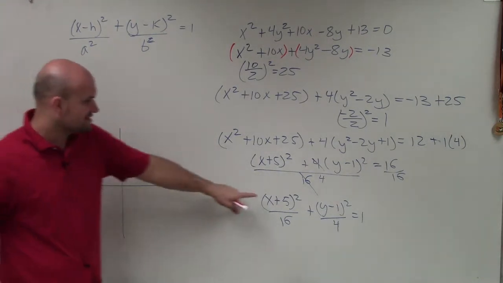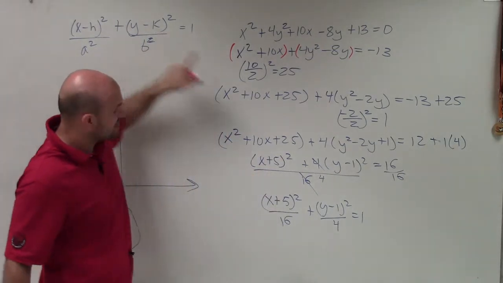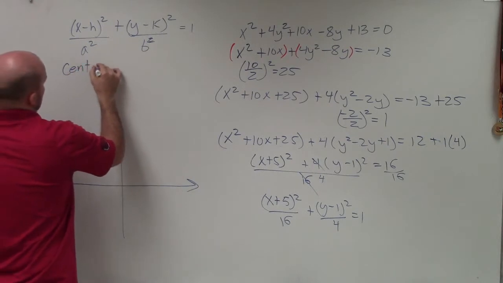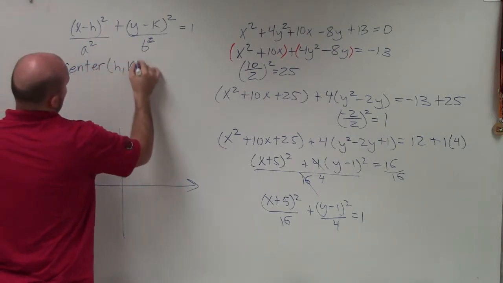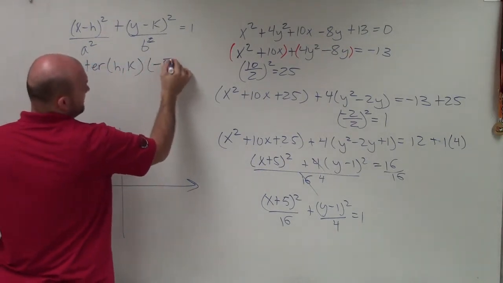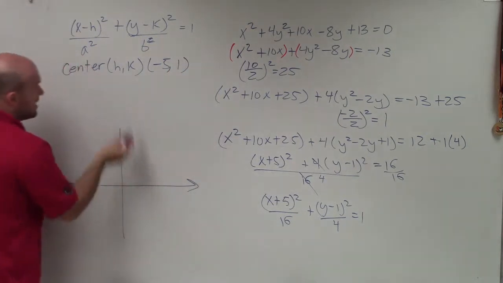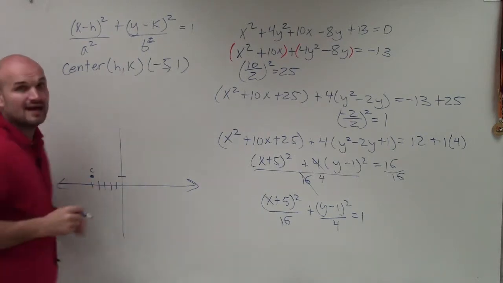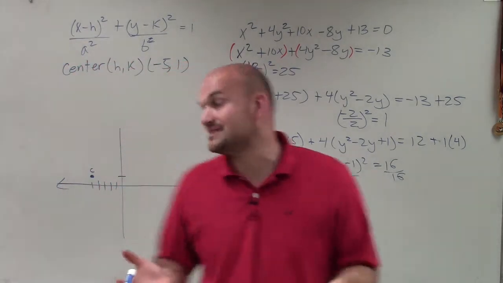So you can see our center here. Remember, it's opposite of h, opposite of k. So my center, which is h comma k, in this case, we have negative 5, positive 1. So now I'm going to plot that point, negative 5, 1, 2, 3, 4, 5, positive 1. And then I just go ahead and simply label that as my center.